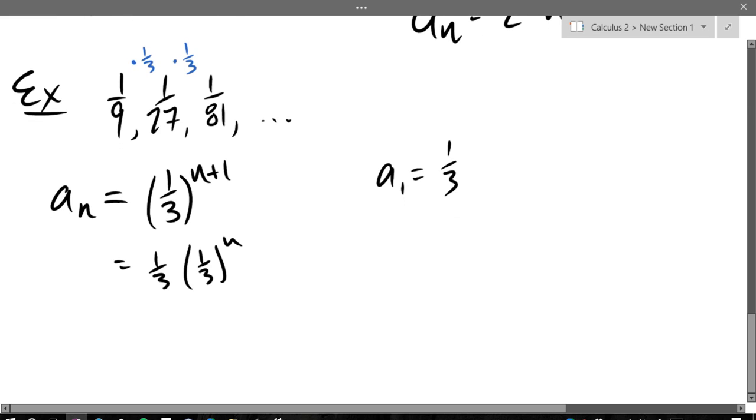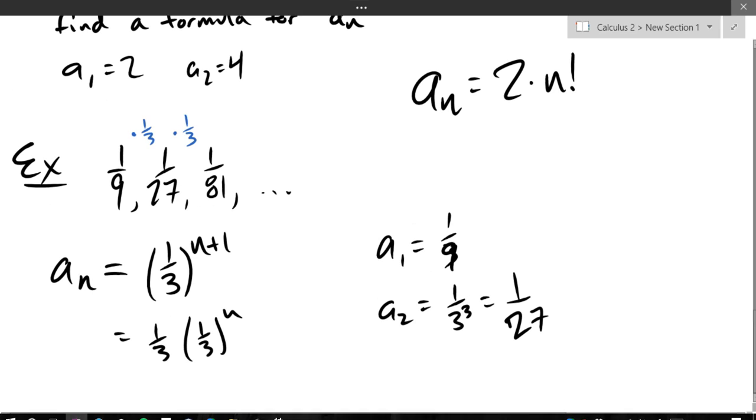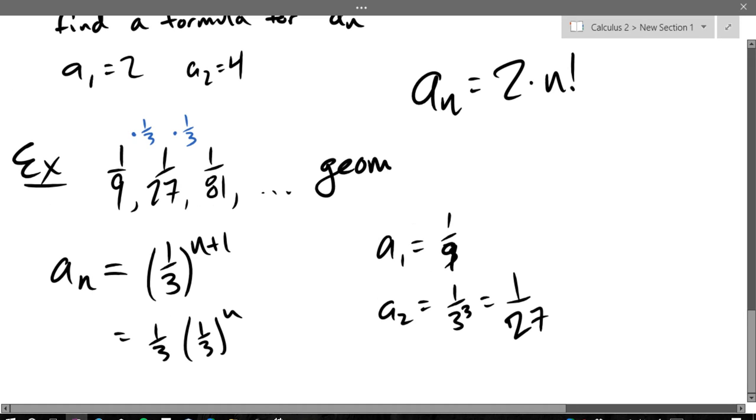And now a1 is a 1/9, not a 1/3. So a1 is 1/9, a2 is 1/3³, which is 1/27, and then we get 1/81, et cetera, et cetera. So this is what we call a geometric series. And this has a multiplicative pattern.